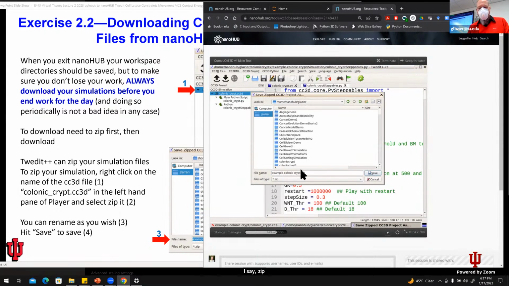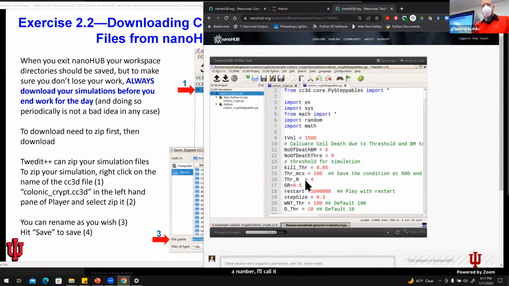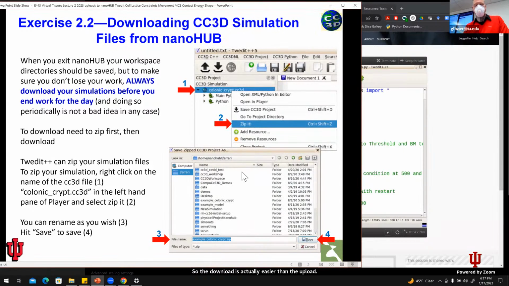I'm going to put that in my home directory. And because I already have done this a million times, I've got to give it a number. I'll call it Colonic Crypt Simulation 5. And that will save it. So the download is actually easier than the upload. So everybody do that save. You'll have to give it a new name because you've already got the base directory name there.